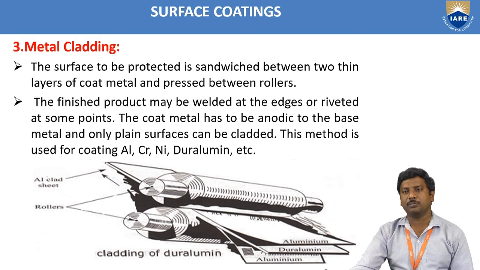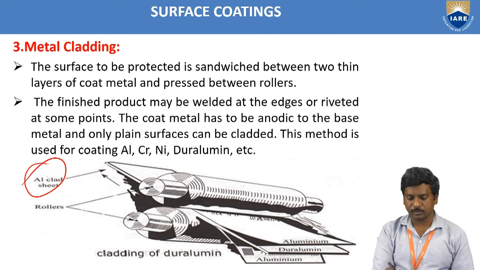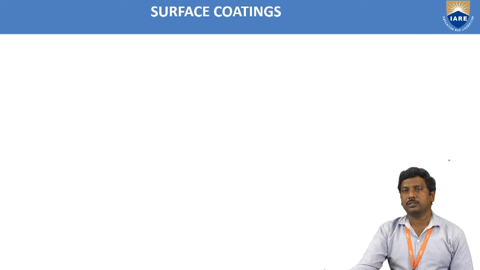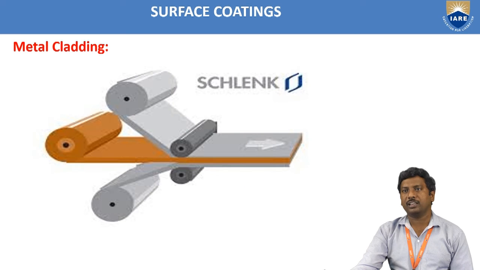That means it is the example for a cladding of duralumin. So at the top and bottom we observe the aluminum clad sheets. This is nothing but rollers. In between we observe the duralumin metal. Duralumin metal is the base metal and aluminum is nothing but the coating metal. Okay. So this metal cladding is also observed in the shellac nature.